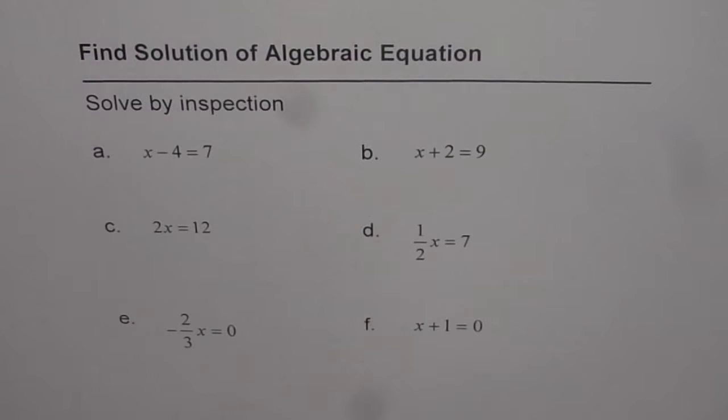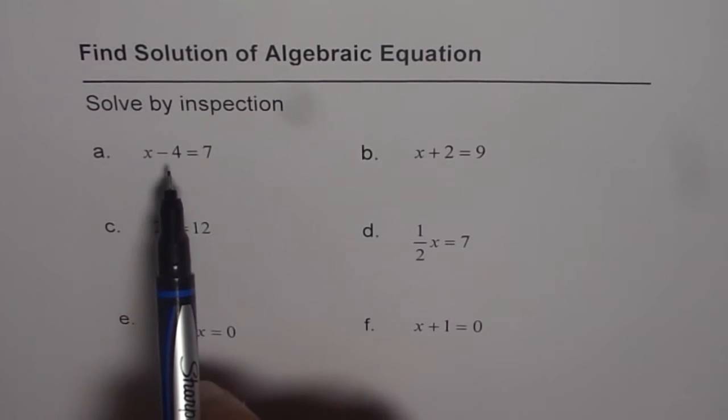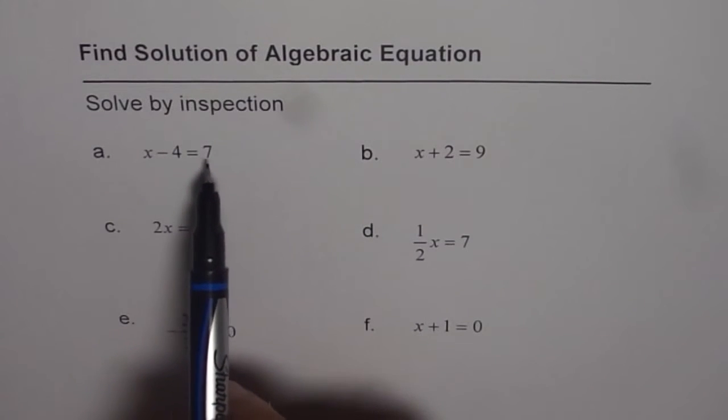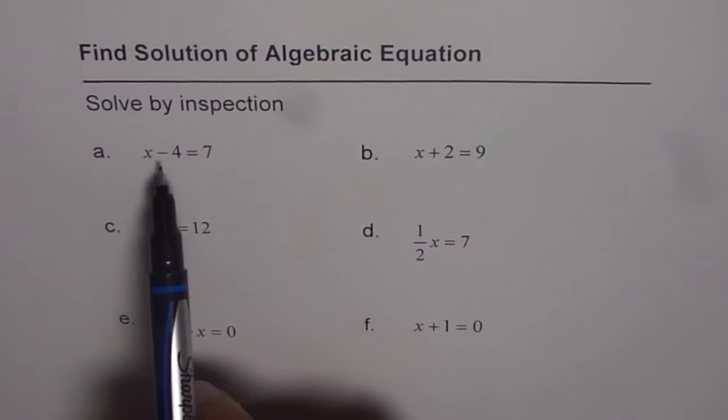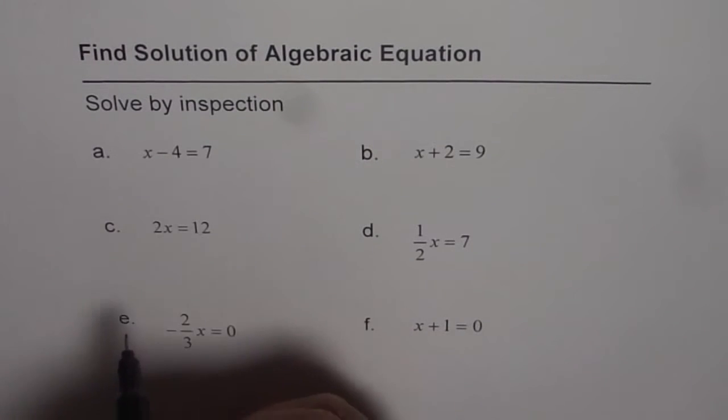So these ones can be solved by inspection. So I'd like you to look into these equations carefully, find out the solution, and then check your solution. Here is my suggestion. When we say x minus something equals to 7, that means x should be 4 more than 7, right? Here it is x minus 4 equals to 7. So x should be what? 11, right? 4 plus 7 is 11.